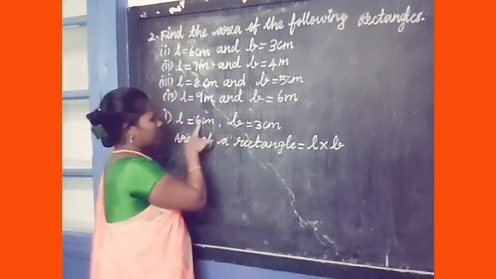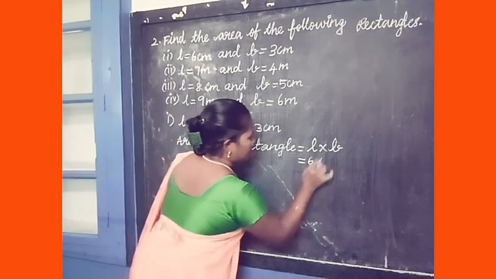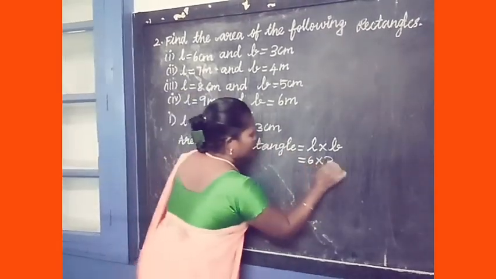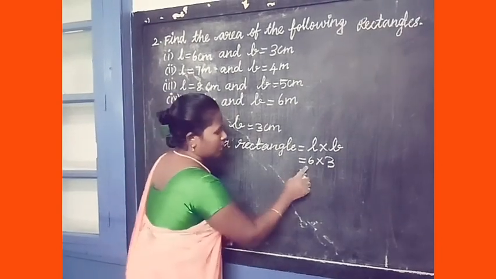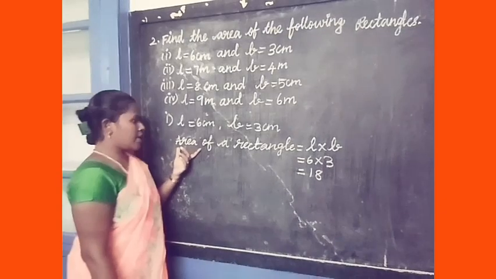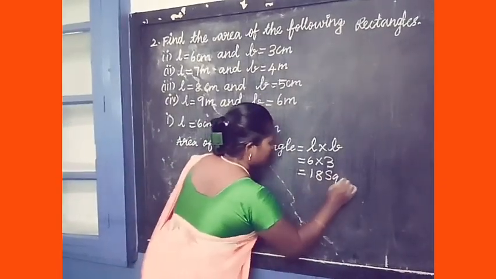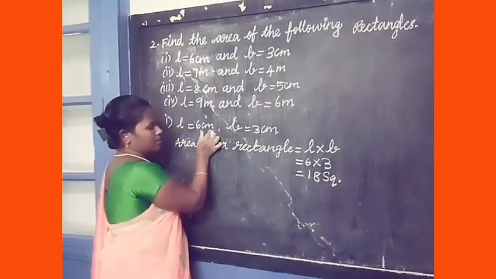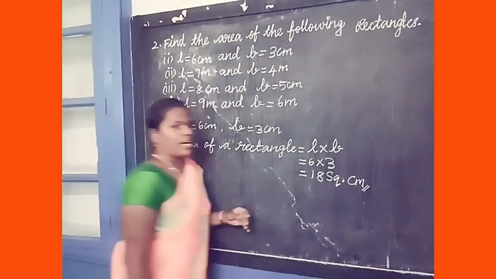So multiply this and this value. So L value is 6. Multiply B value 3. 3 6s are 18. So we find the area means first we write square. So square, what is the unit value? Centimeter. So 18 square centimeter is the answer.